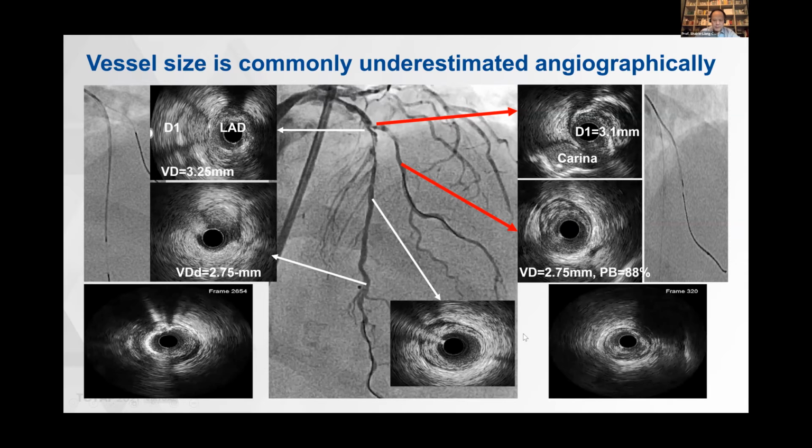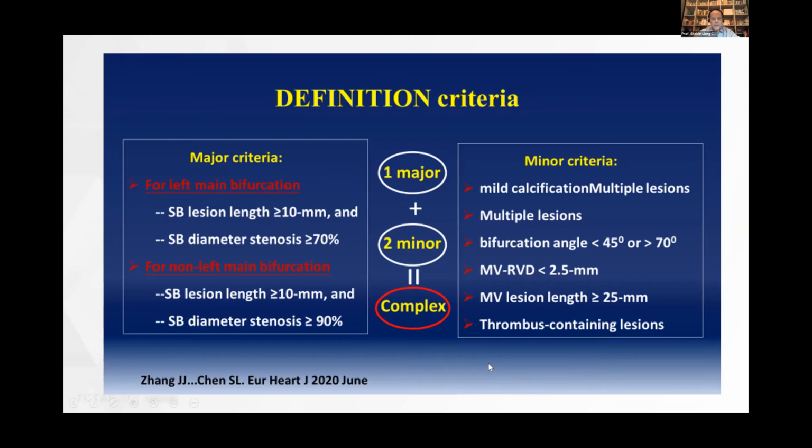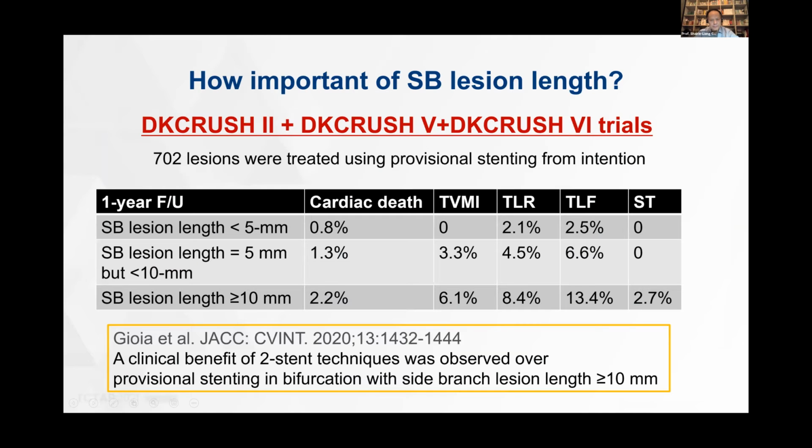So I think for this very complex bifurcation lesion, no doubt about the selection of the two-stent technique. Here, I would like to summarize the general findings from our DK crush 2, 5, and 6 3 trials. In these 3 trials, there were 702 lesions treated using the provisional stenting technique from intention.